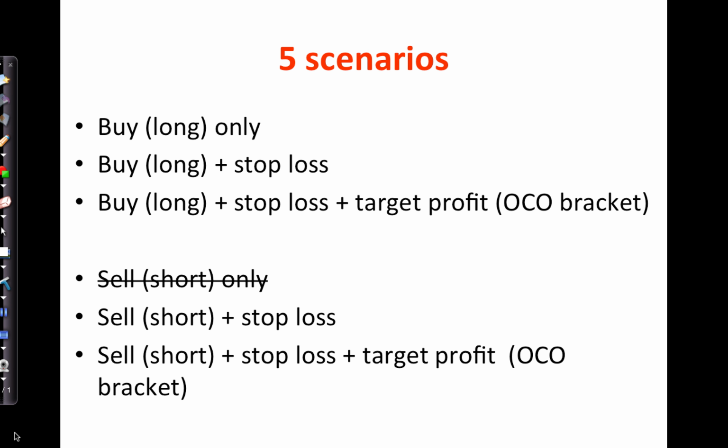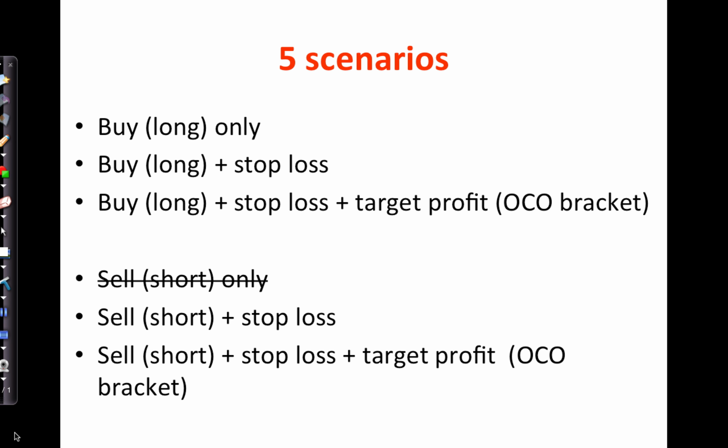So we are going to analyze 5 situations that we can find when we want to buy or sell. The first one is when we want to simply buy, and this is also sometimes called going long. The second one is we want to buy, but we also want to use a stop loss. And a stop loss is basically a way to define the risk of the trade we are going to take.